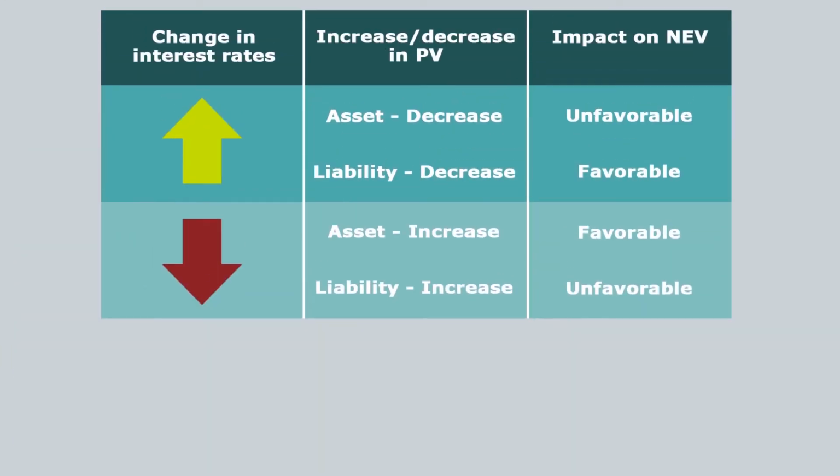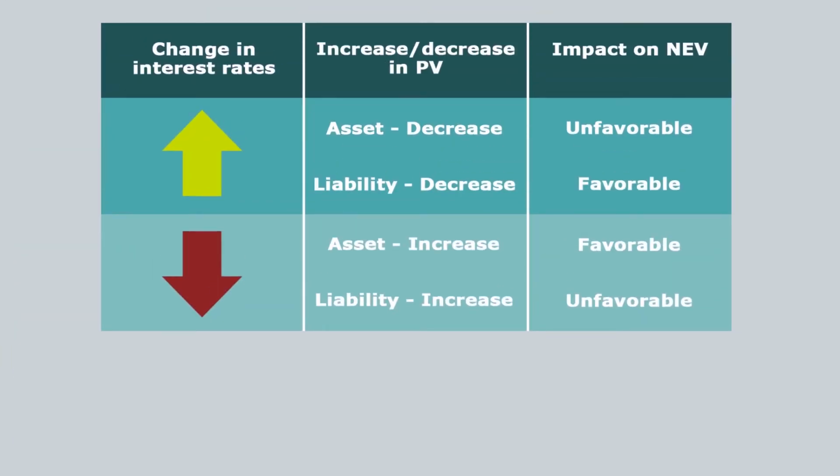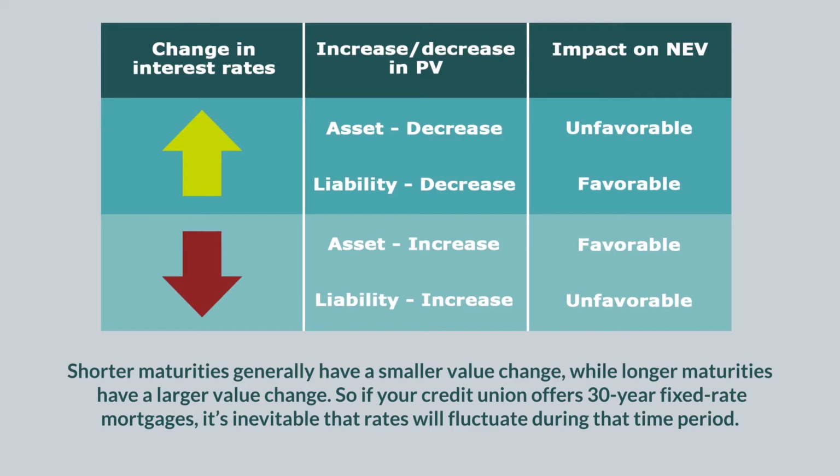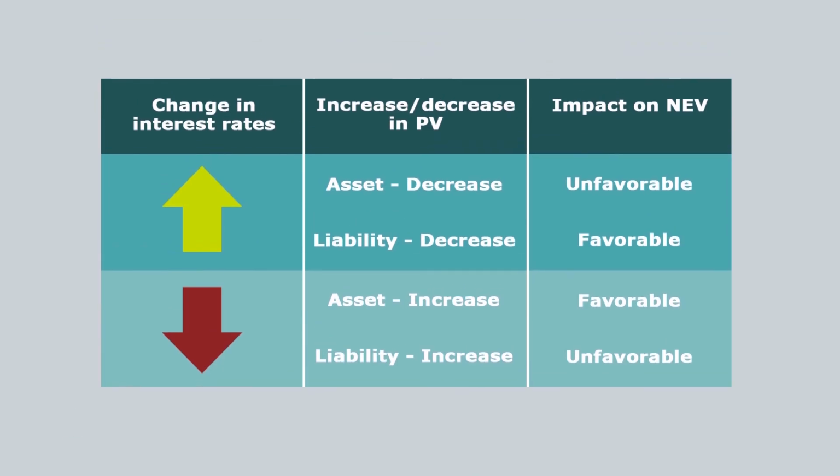Maturities of fixed-rate accounts play a big role in the impact on NEV. Shorter maturities generally have a smaller value change, while longer maturities have a larger value change. It makes sense given the present value calculation. $1 today is worth more than $1 30 years from now. If your credit union offers 30-year fixed-rate mortgages, it's inevitable that rates will fluctuate during that time period.